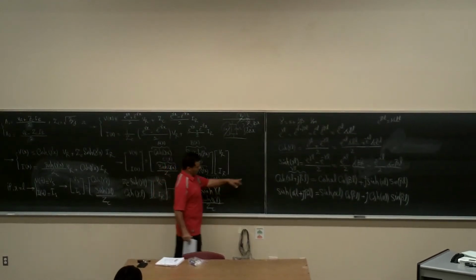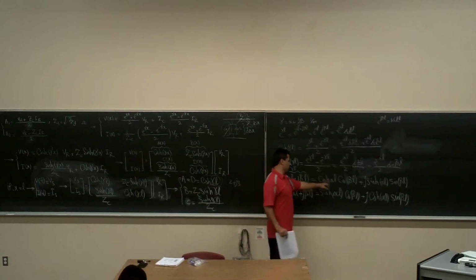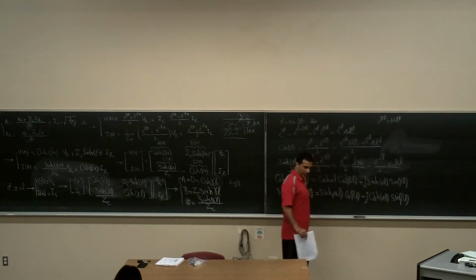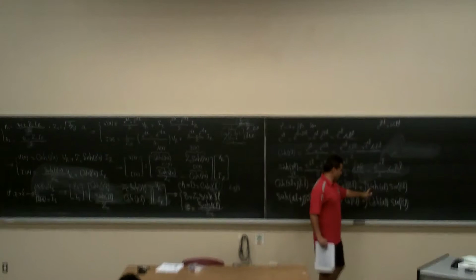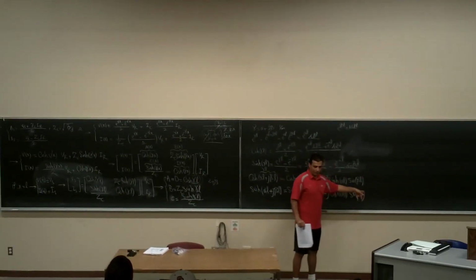Now, if you want to calculate the cosine hyperbolic 2 plus j3, it's going to be cosine hyperbolic 2, so you can use your calculator to calculate that, times cosine 3, right? These are radian. Keep in mind, these are radian. Plus j sine hyperbolic 2 times sine 3. You know what I'm saying?